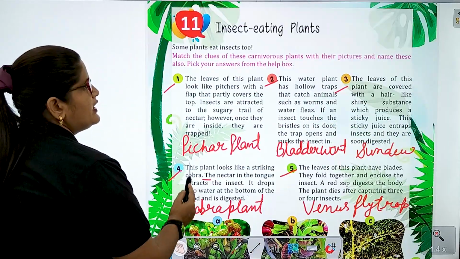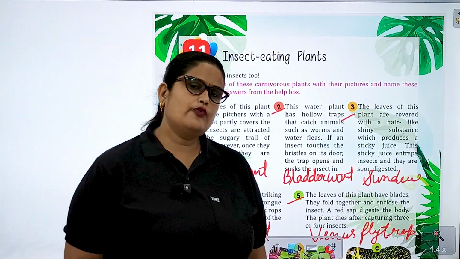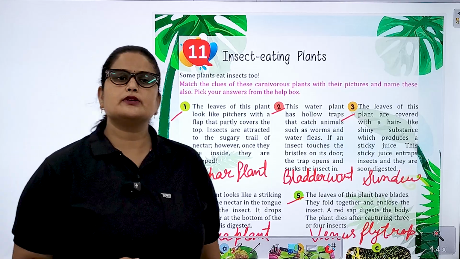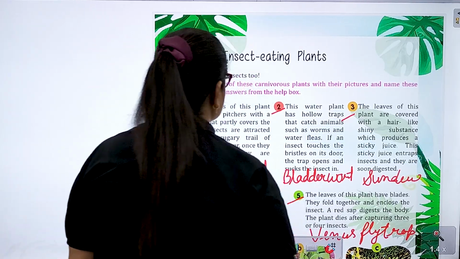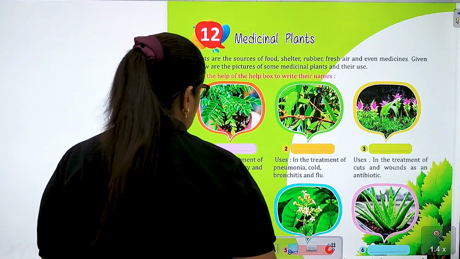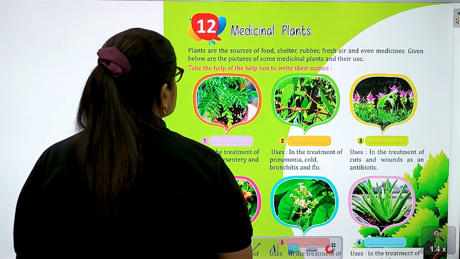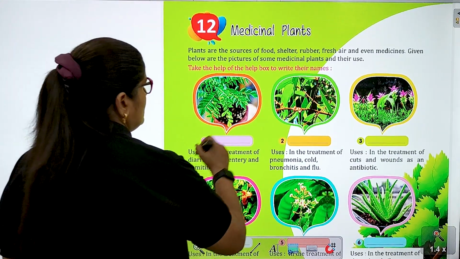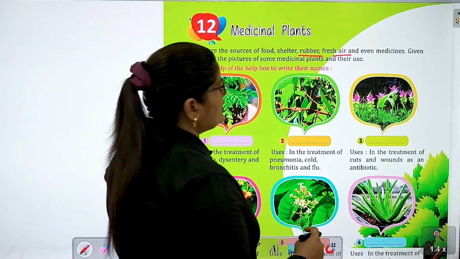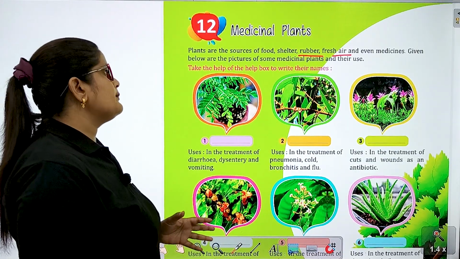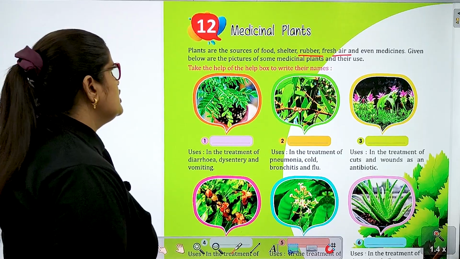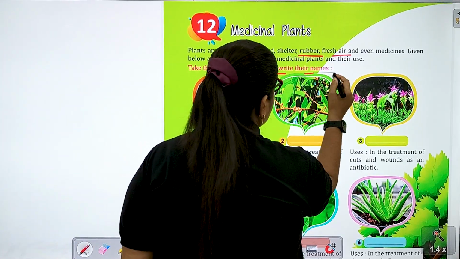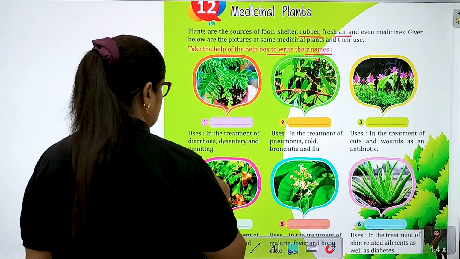Okay, so everyone, this chapter is done. Now let's begin the next chapter, chapter number 12. Medicinal plants. Plants are the sources of food, shelter, rubber, fresh air, and even medicines. Given below are the pictures of some medicinal plants and their uses. So take the help of the help box to write their names.